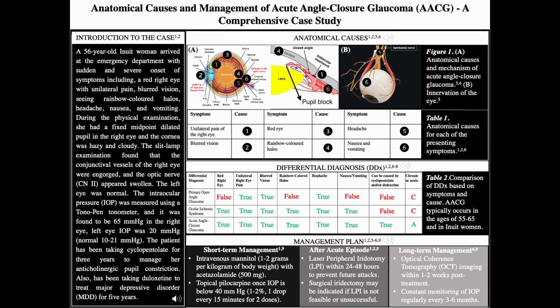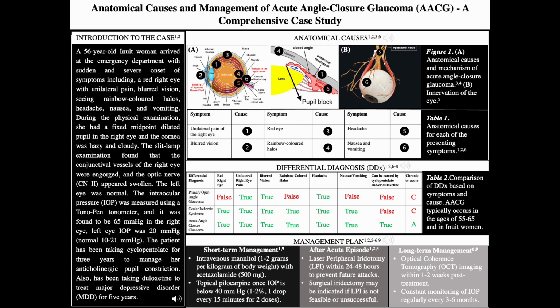Lastly, acute angle closure glaucoma is the correct diagnosis for this patient. This is because it is characterized by a sudden increase in the intraocular pressure due to the blockage of aqueous humor outflow. Its symptoms include a red, painful eye and blurred vision marked by elevated IOP, closely matching those of the patient. Furthermore, the physical examination findings such as a fixed mid-dilated pupil and engorged conjunctival vessels are typical of the acute angle closure glaucoma.